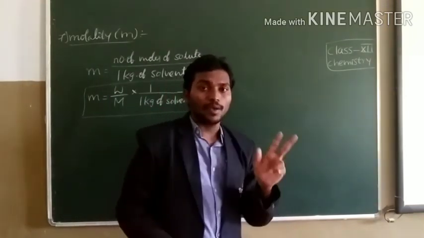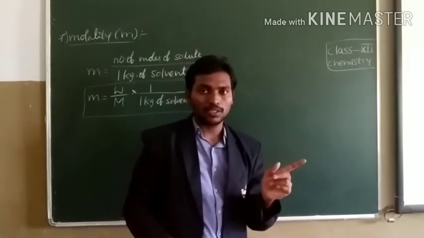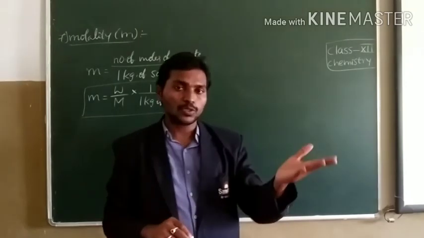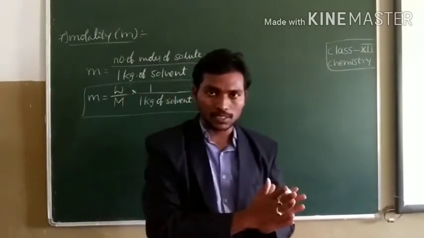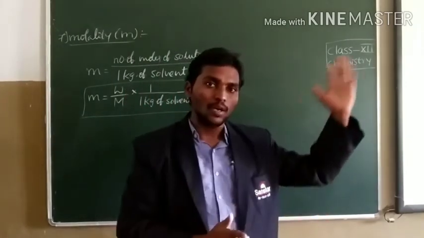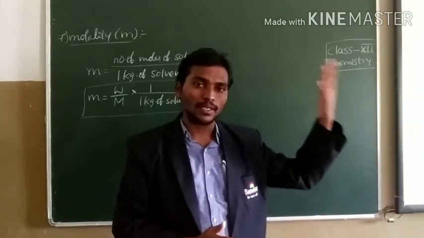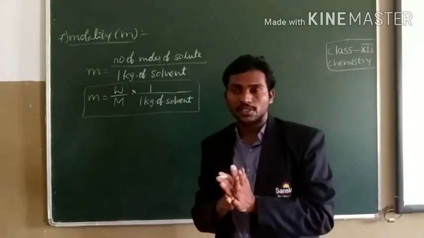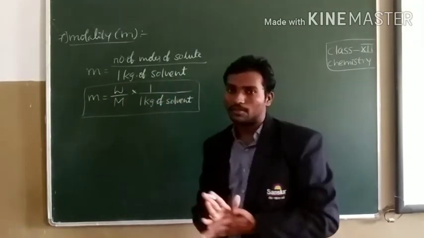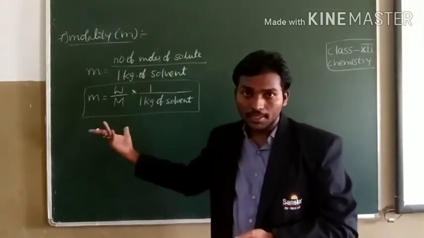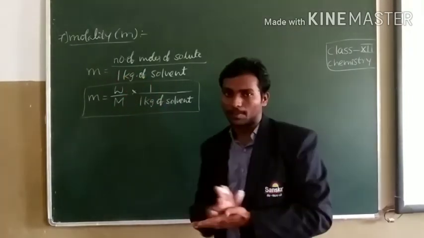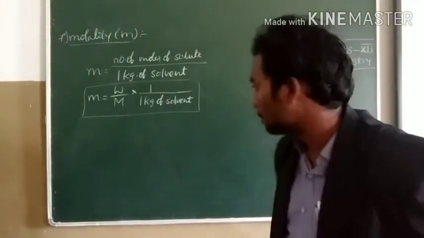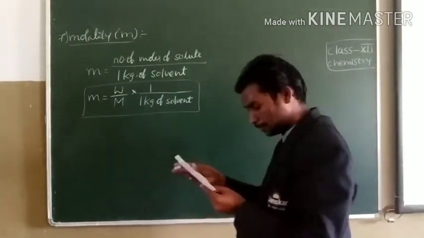Molarity means the number of moles of solute dissolved in 1 liter of solution. Children, don't get confused. The number of moles of solute dissolved in or present in 1 liter of solution is called molarity. Molarity is denoted by capital M. The number of moles of solute dissolved in 1 kg of solvent is called molality. Molality is denoted by small m. Let us do a problem based on molality, children.